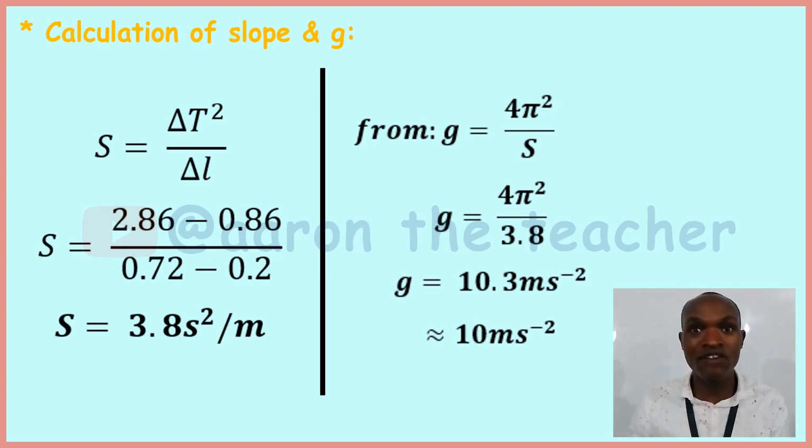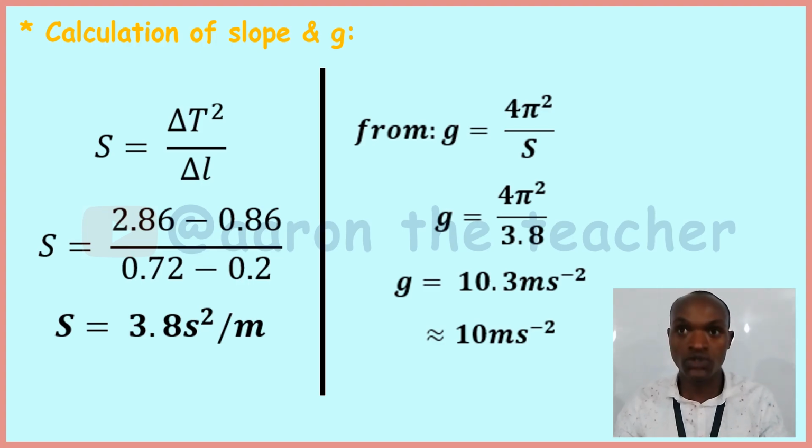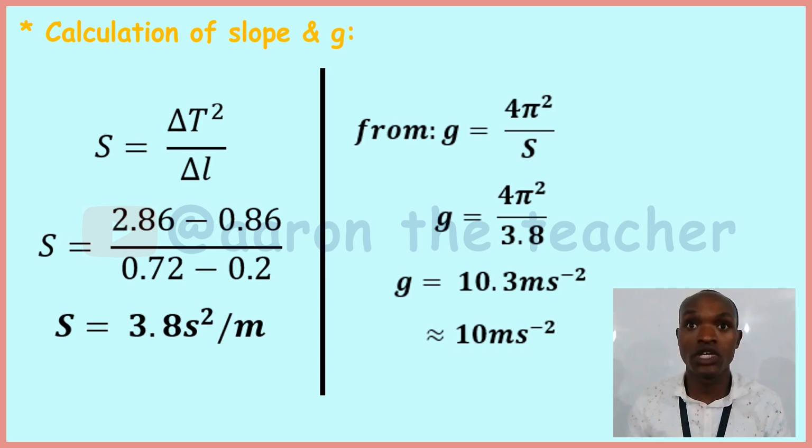Now check very well why we are getting 3.8. Yes, on the calculator it is having a very big value, but following the rules of significant figures, we are dividing two significant figures against 3. That's why our answer takes 2, which is the least number of significant figures for the slope. So you end up getting 3.8. And also the units: we are dividing seconds squared by meters, giving us seconds squared per meter.